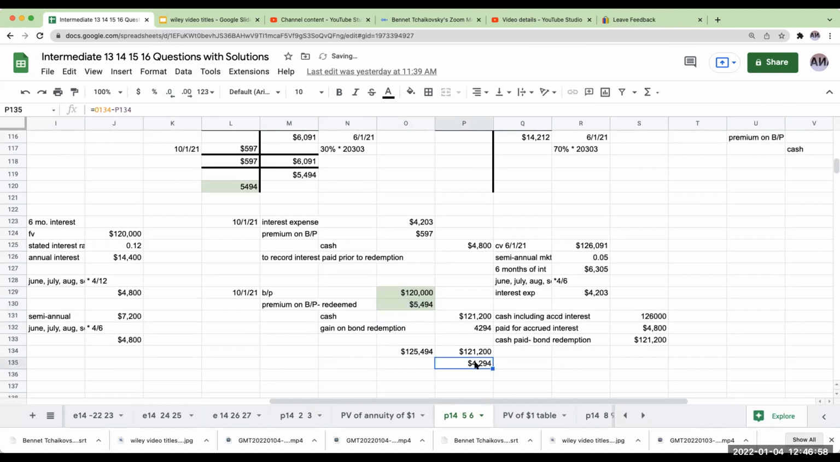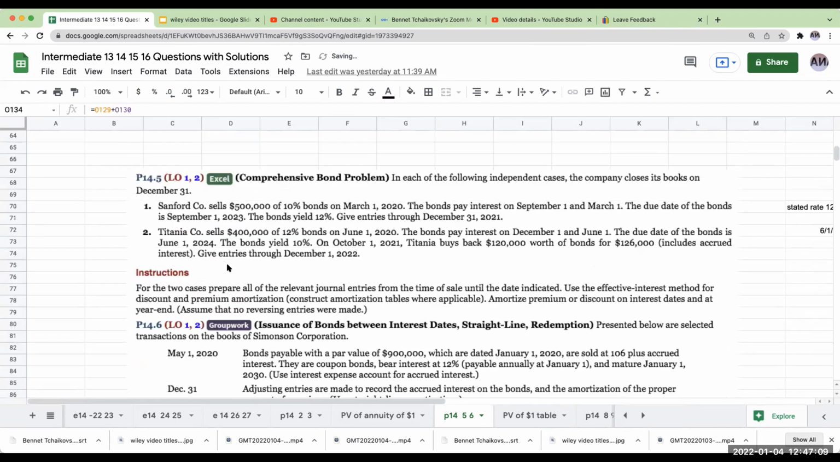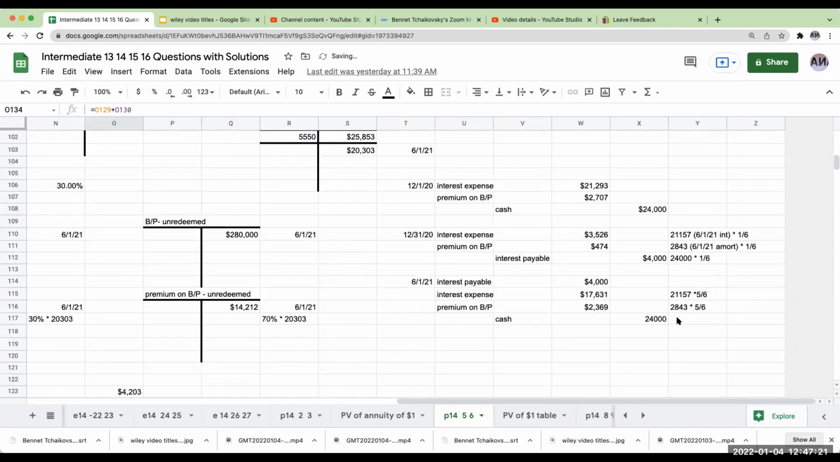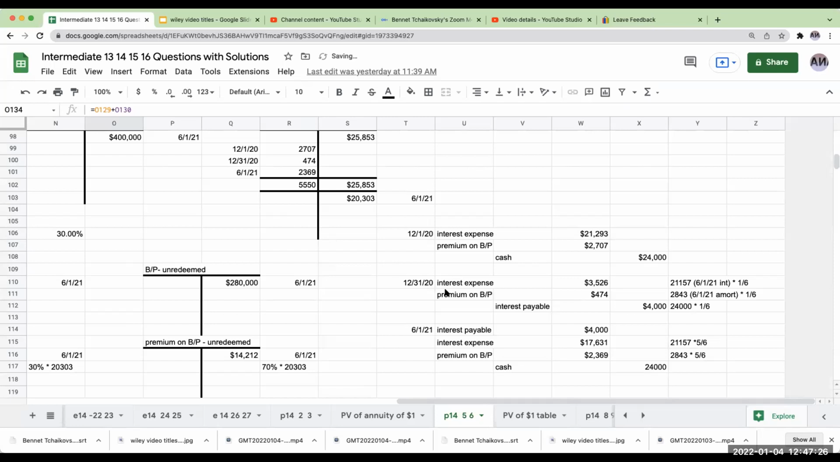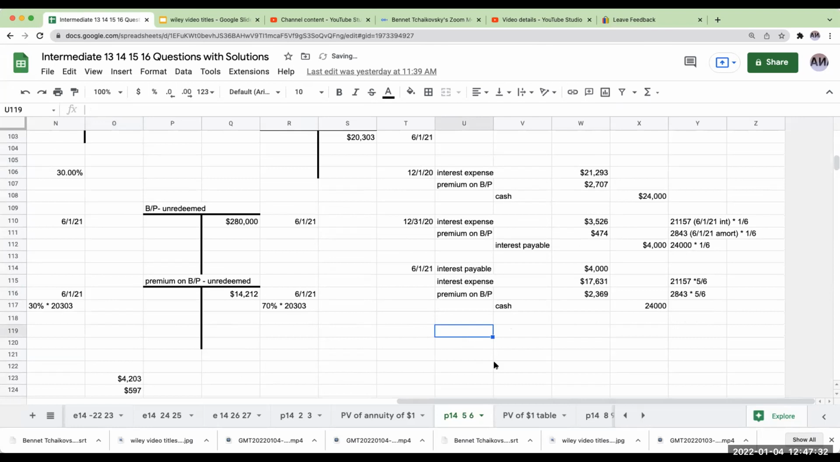So that's what I have to do for that bond redemption. And I don't even think we're done with this question yet. That's so amazing. Okay, so I've done the bond redemption. I bought back 120,000 for 126,000, but I'm being asked to give entries through December 1st, 2022. So now I'm ready to deal with my unredeemed bonds. We're asked to do this through 12/31/22.